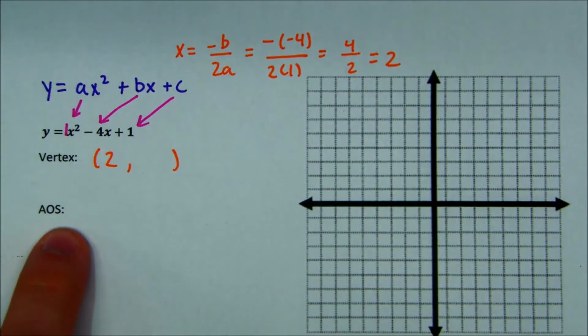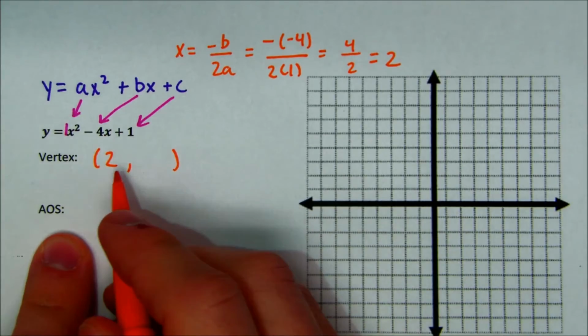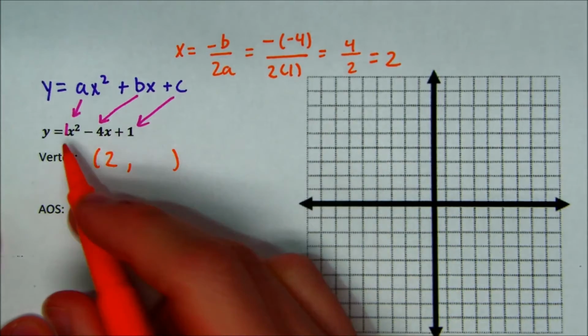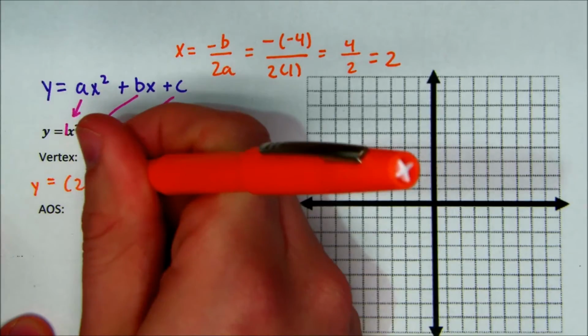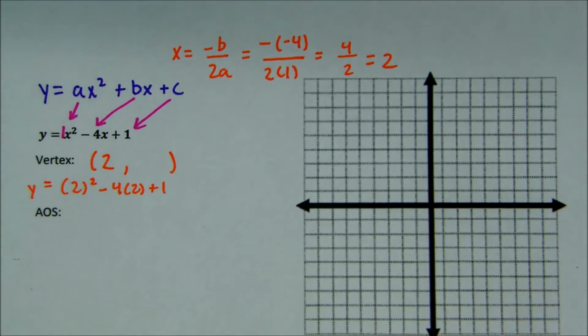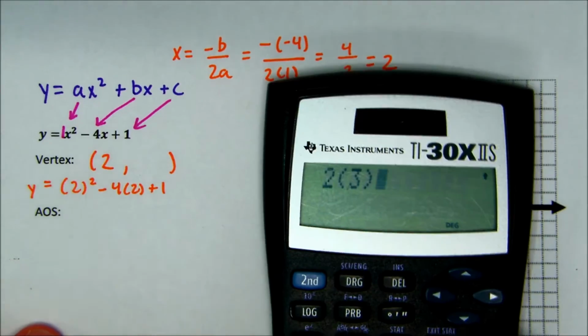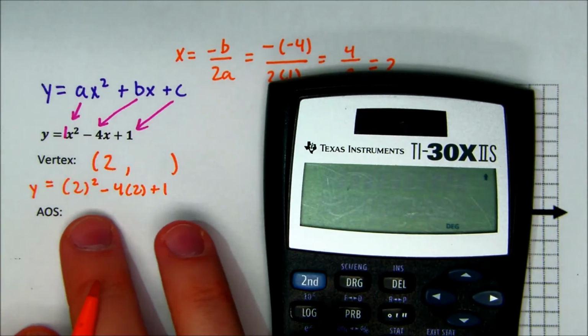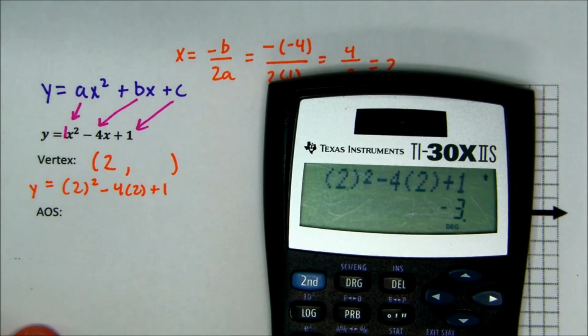But to finish off my vertex, I need the y coordinate to go with my x. So what I'm going to do is plug 2 into this equation. So I have 2 squared minus 4 times 2 plus 1. Now I'm going to use this as a time to look at how to use a calculator to do this. When plugging this in a calculator, use parentheses. It'll make your life a lot easier, and I'll show you why here in just a second. So I have 2 squared minus 4 parentheses 2 plus 1. And so my y-coordinate here is negative 3.